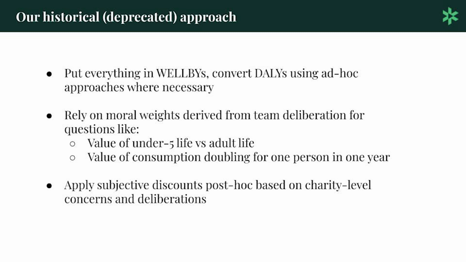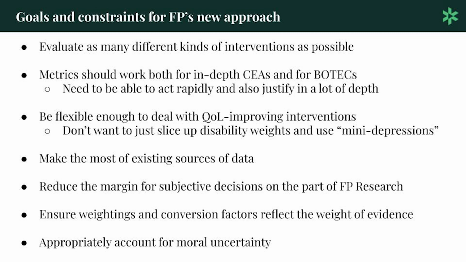What we used to do is put everything in well-beings, convert to DALYs, rely on moral weights that we sort of all voted on, and then apply subjective discounts post hoc based on charity-specific considerations. If that sounds weird, don't worry, because we're moving to a new approach. For the new approach, we have a list of constraints. At Founders Pledge, we advise entrepreneurs and founders on how to spend their money, and we also spend some of our own money. So we have a bunch of goals.